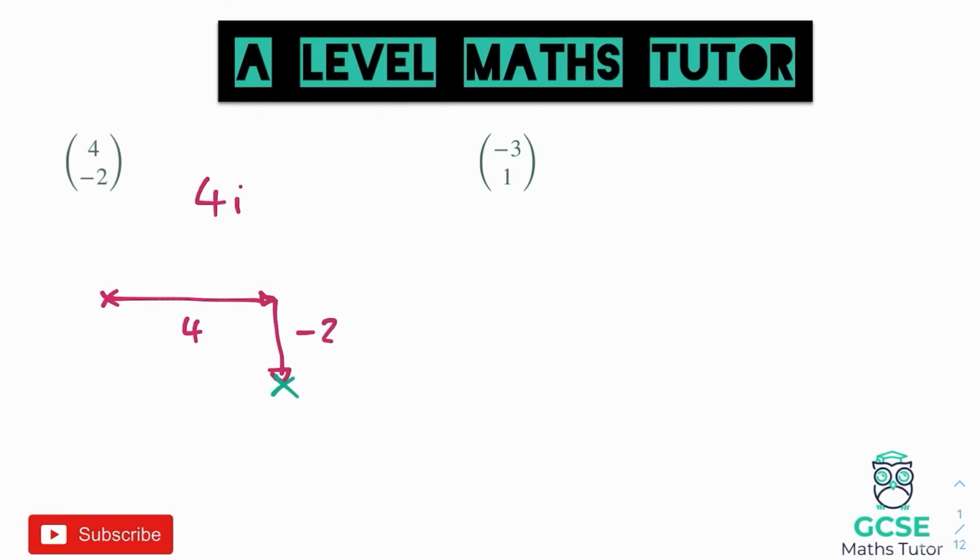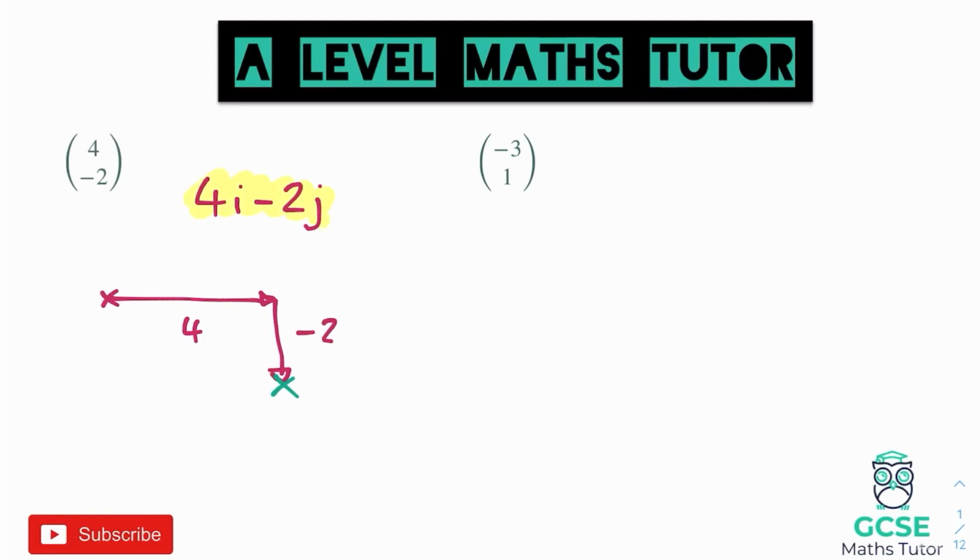We then put with that our second letter, which is the letter j, and as it's going down 2, we're going to put minus 2j. So that right there means exactly the same thing as our column vector 4 over minus 2, but we say that that's 4i minus 2j. So having this understanding and being able to link this 4i minus 2j back to that column vector is going to be pretty essential for moving forward in this. But there we go, there's our first one.